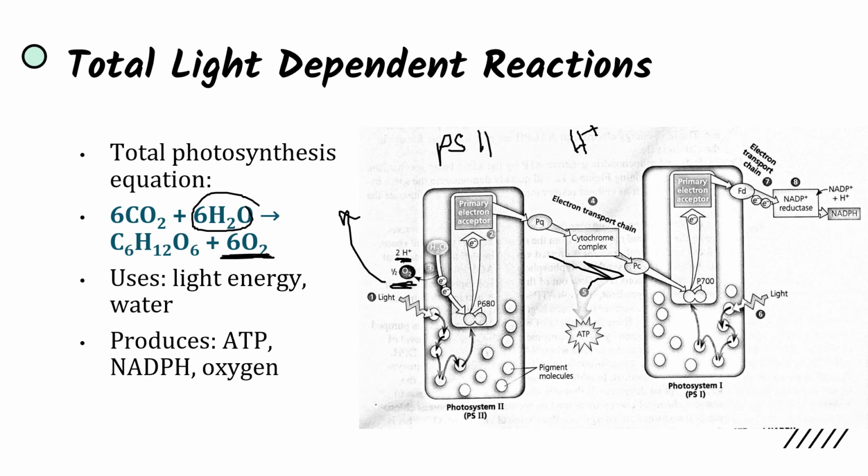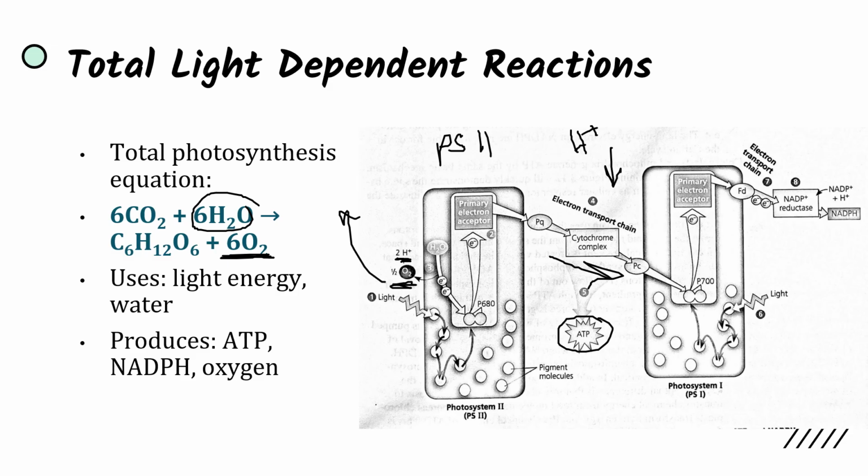When all these protons are pumped, the only way they can make it back across the membrane and diffuse is through the membrane protein ATP synthase, which is then going to create ATP once the hydrogen ions pass through it. So this is the portion in the light-dependent reactions where ATP is created.